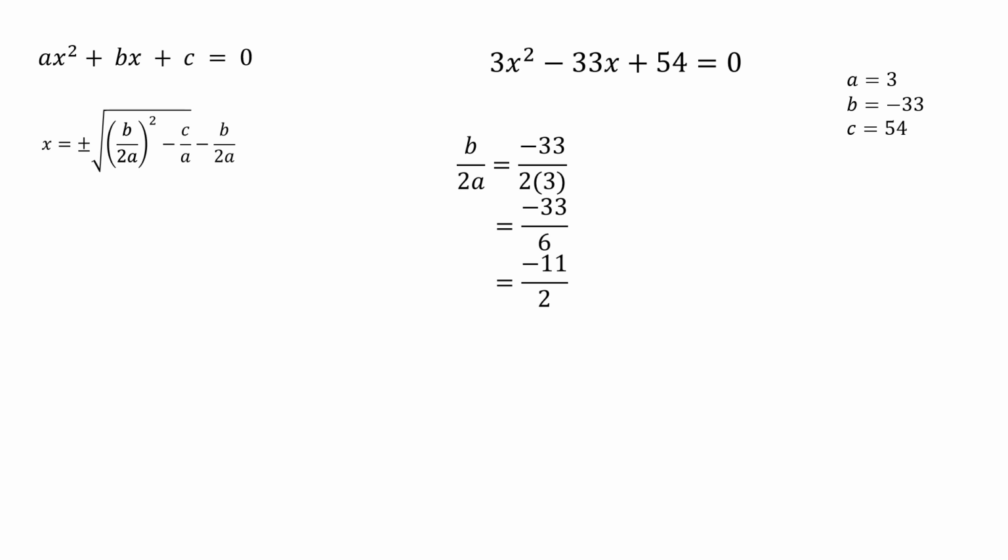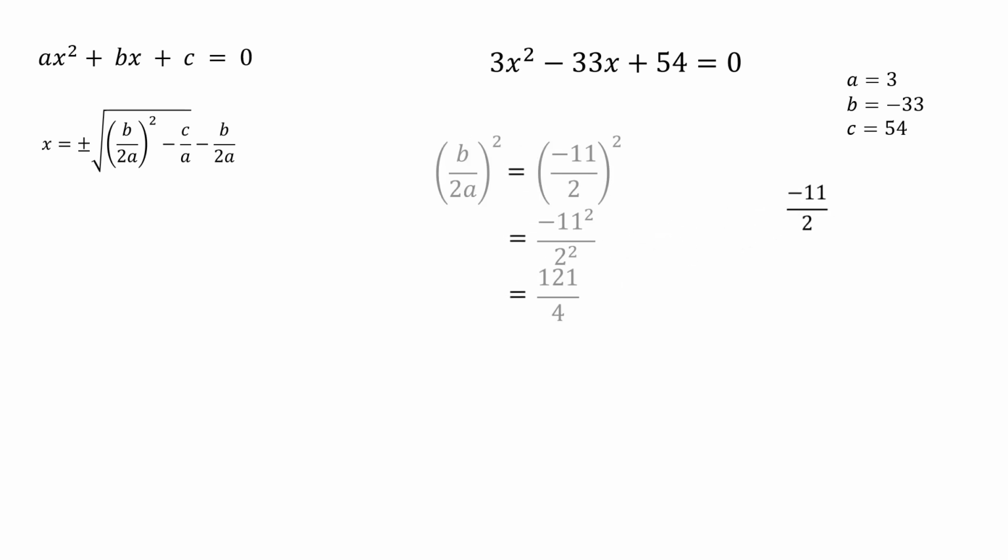And remember to never use decimals in this method, because decimals will slow you down a lot, especially when you get to the square root part. So after calculating b over 2a and simplifying it without any decimals, we get -11 over 2. And the next step will be calculating c over a. Sorry, we'll not be calculating c over a. Instead, we should be calculating b over 2a squared first.